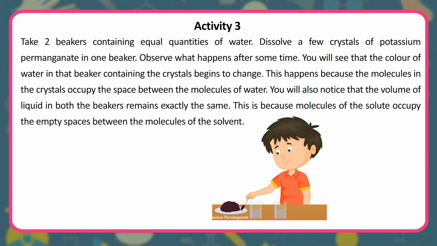Activity 3. Take two beakers containing equal quantities of water. Dissolve a few crystals of potassium permanganate in one beaker. Observe what happens after some time. You will see that the color of water in that beaker containing the crystals begins to change. This happens because the molecules in the crystals occupy the space between the molecules of water. You will also notice that the volume of liquid in both the beakers remains exactly the same. This is because molecules of the solute occupy the empty spaces between the molecules of the solvent.